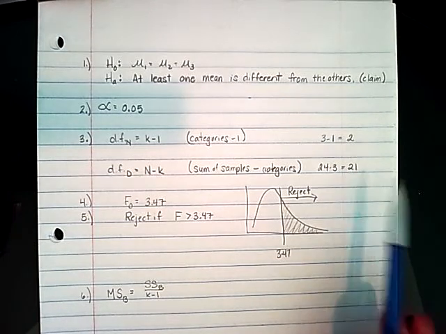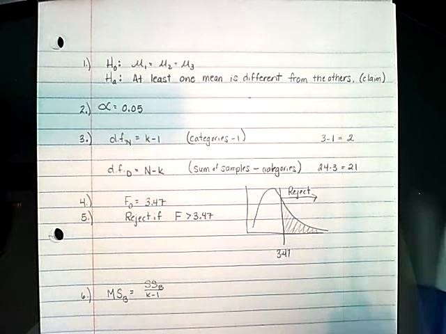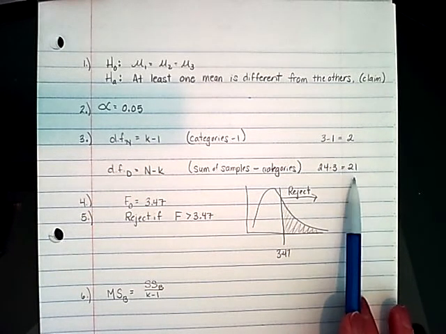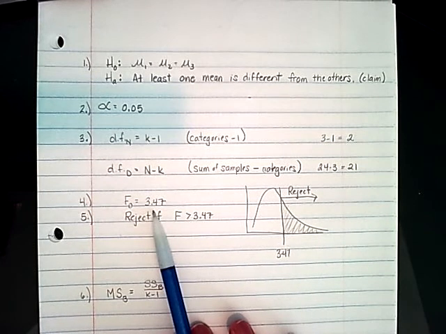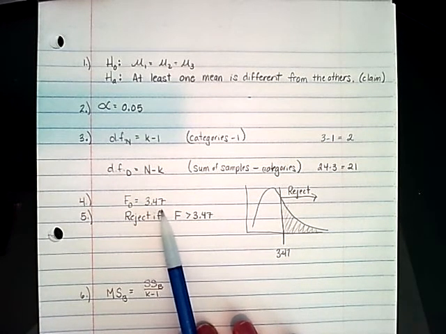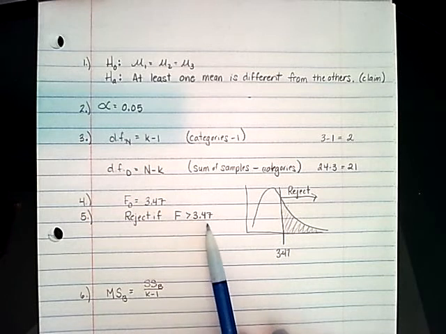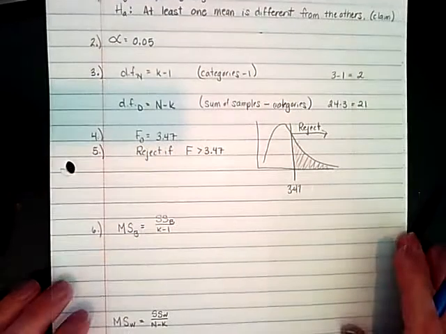From there, I look at my F distribution in the chart that is labeled 0.05, with my degrees of freedom of my numerator being 2 and my denominator being 21. That gave me a critical value of 3.47. So we should reject any value of F that's greater than 3.47. All right, so now comes our calculation of our F value.